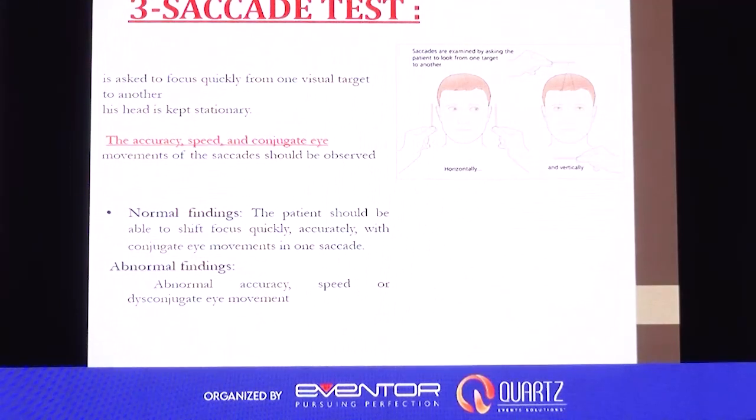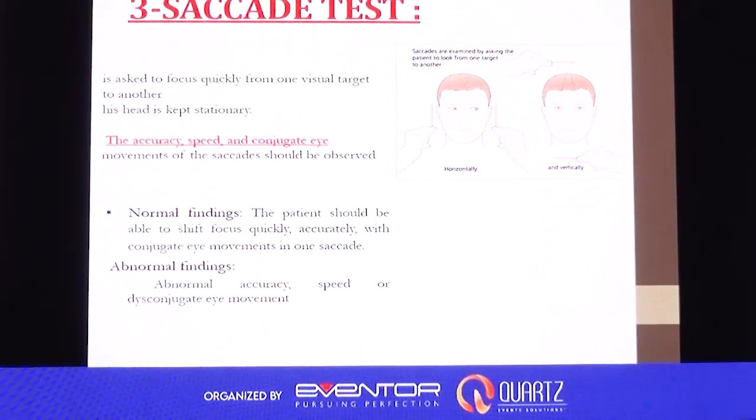After that, the saccade test. The patient is asked to focus quickly from one target to the other, either the two fingers of the patient or the finger and the nose of the examiner, while the head is kept stationary. I detect the following parameters: the accuracy, speed, and the conjugate eye movements.